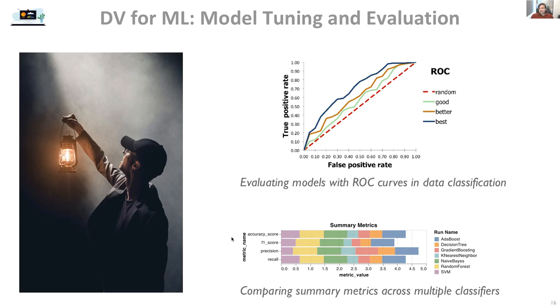And this is a stacked bar chart that visualizes individual performance metrics for multiple classifiers. We can compare them and choose the classifier that meets our needs. These were just two examples. In fact, we can have a variety of visualizations to evaluate the performance of our machine learning models.